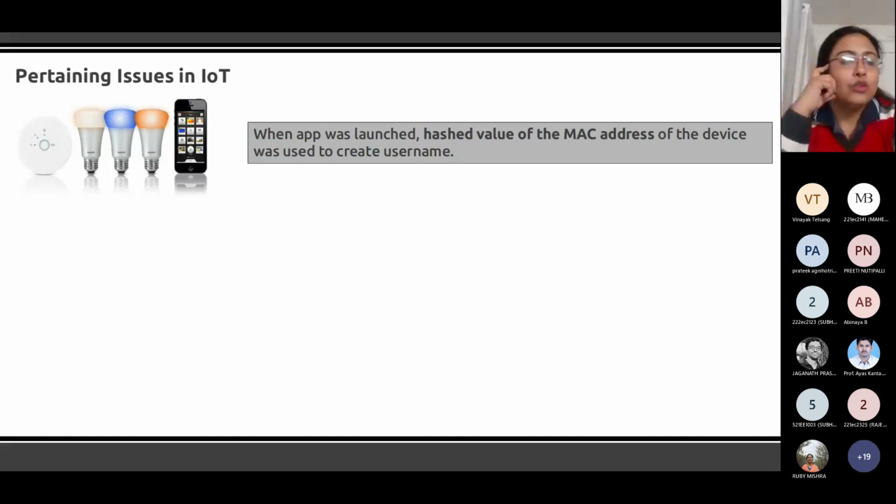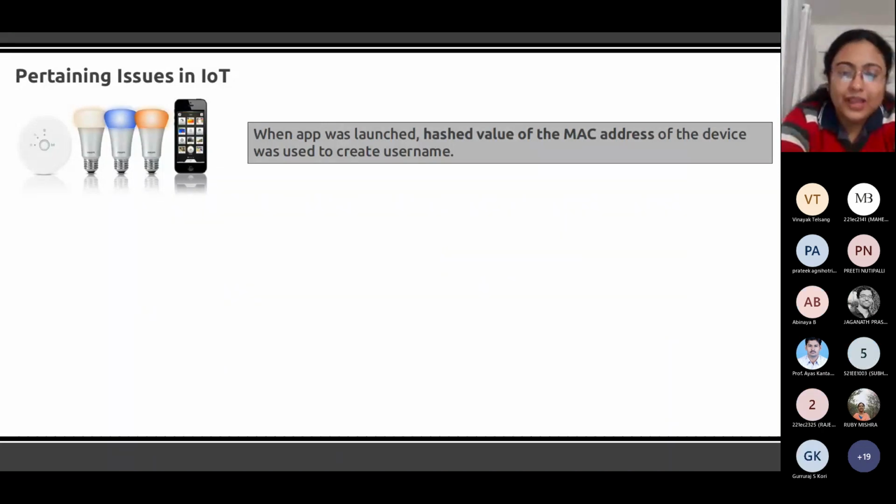Now, the problem is that when the app was launched, they used the hashed value of the MAC address to create the username. Now, if somebody knows your MAC address, since hash functions are limited, they can actually create the hashed value of the MAC address and just use it to get access to the smart light.